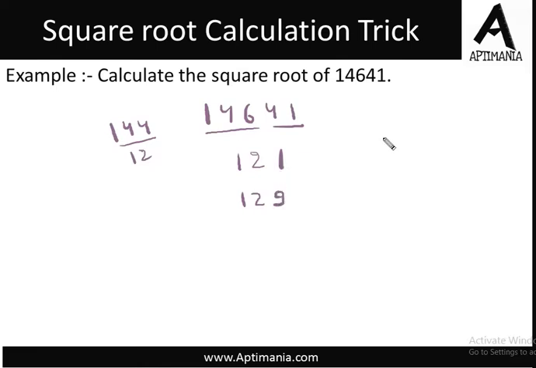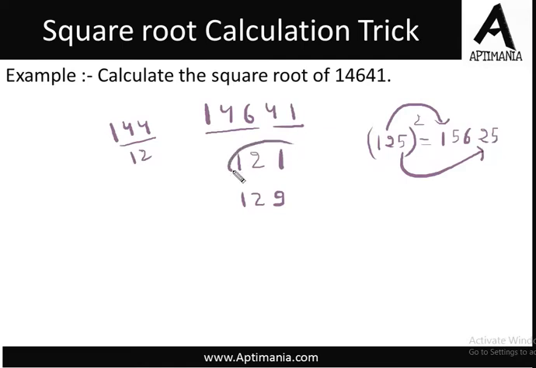Now again, to decide between the two, we'll calculate the square of 125 using the trick. So the square of 125 is 5 into 5 is 25. We'll substitute 25 over here. And 12 into 13 is 156. The square of 125 is 15625, which is greater than this number. So this number must be square of a number less than 125, that is 121. So 121 square is 14641. Moving to next part.